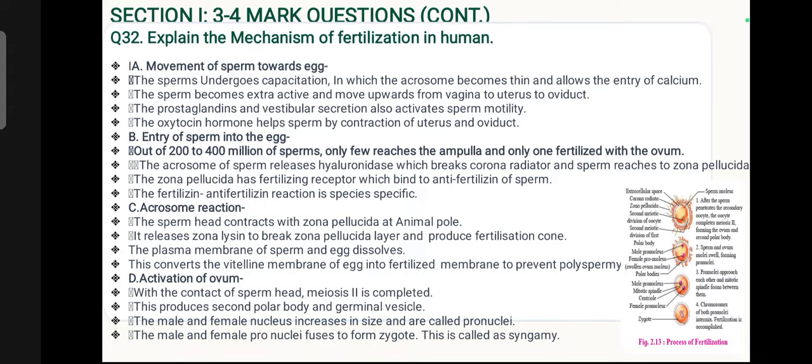Entry of sperm into the egg. Out of 200 to 400 million sperm, only a few reach the ampulla and only one of them fertilizes the ovum. The acrosome releases hyaluronidase which breaks the corona radiata layer and the sperm reaches the zona pellucida. Here it forms the fertilization cone.